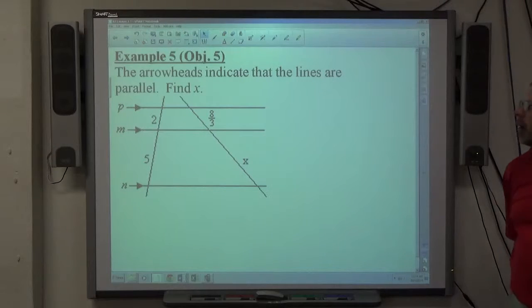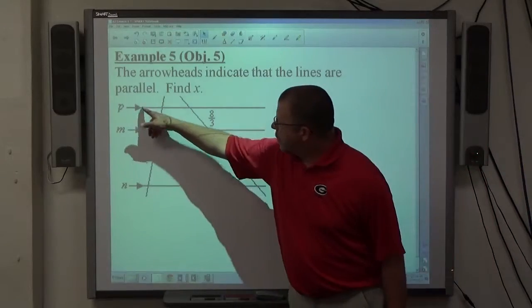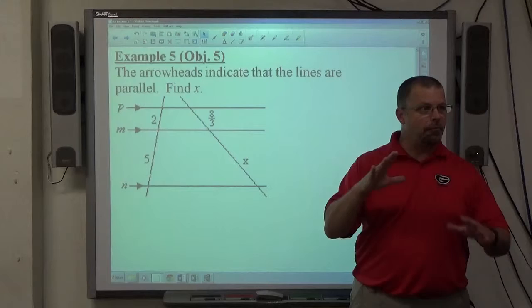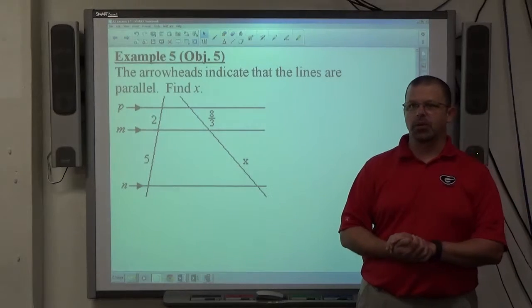All right, example 5, the arrowheads indicate the lines are parallel, find x. Okay, notice this time we're not dealing with angle measures. We're dealing with segment measures. All right, we have 3 parallel lines. We can have 4, 5, 6, 7, 8 parallel lines. It doesn't matter. But you have multiple parallel lines cut by multiple transversals.